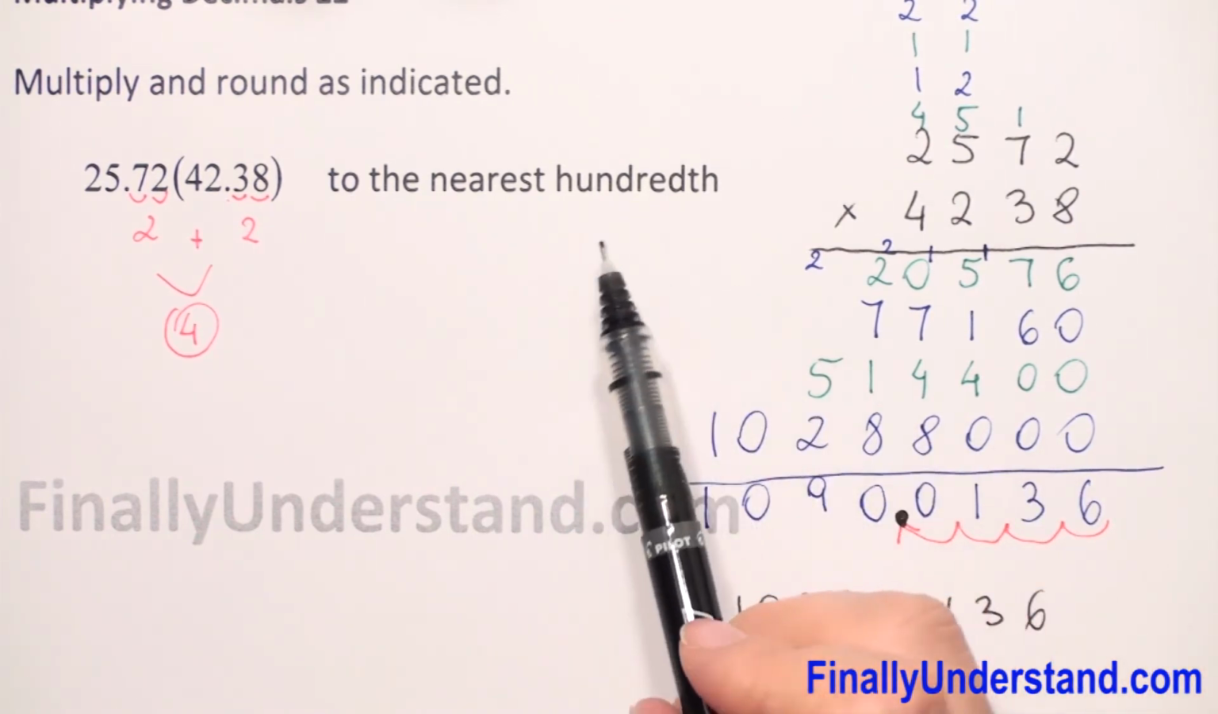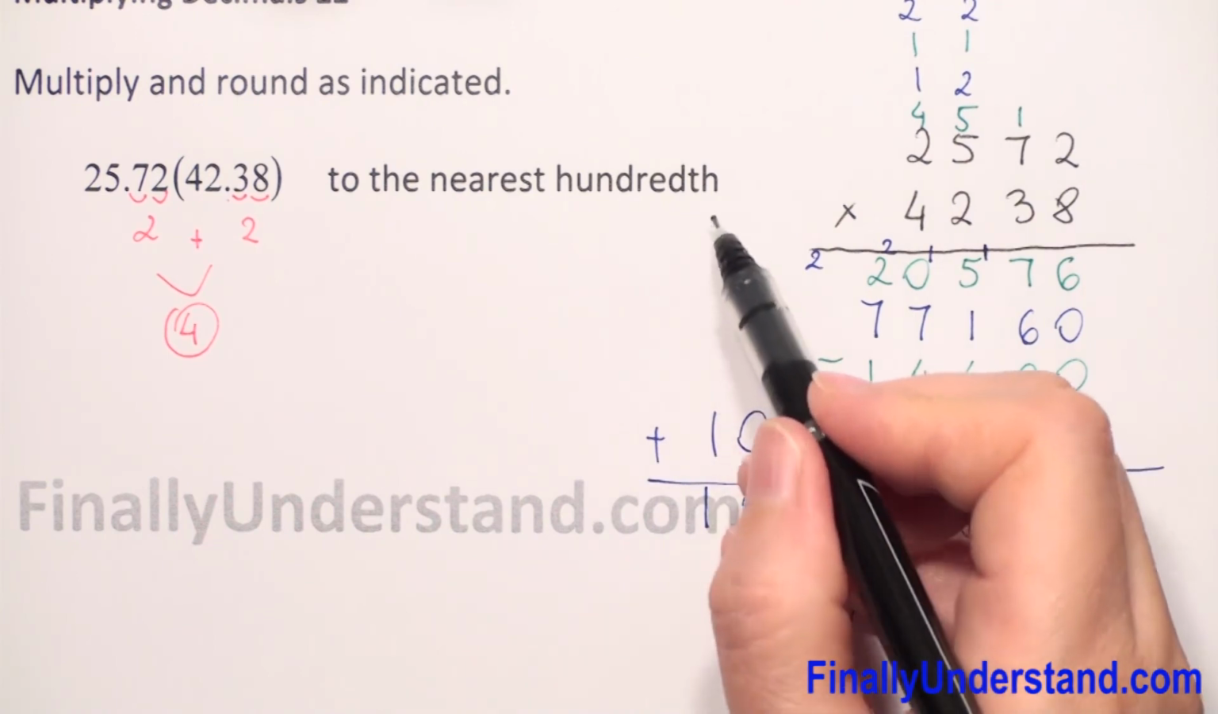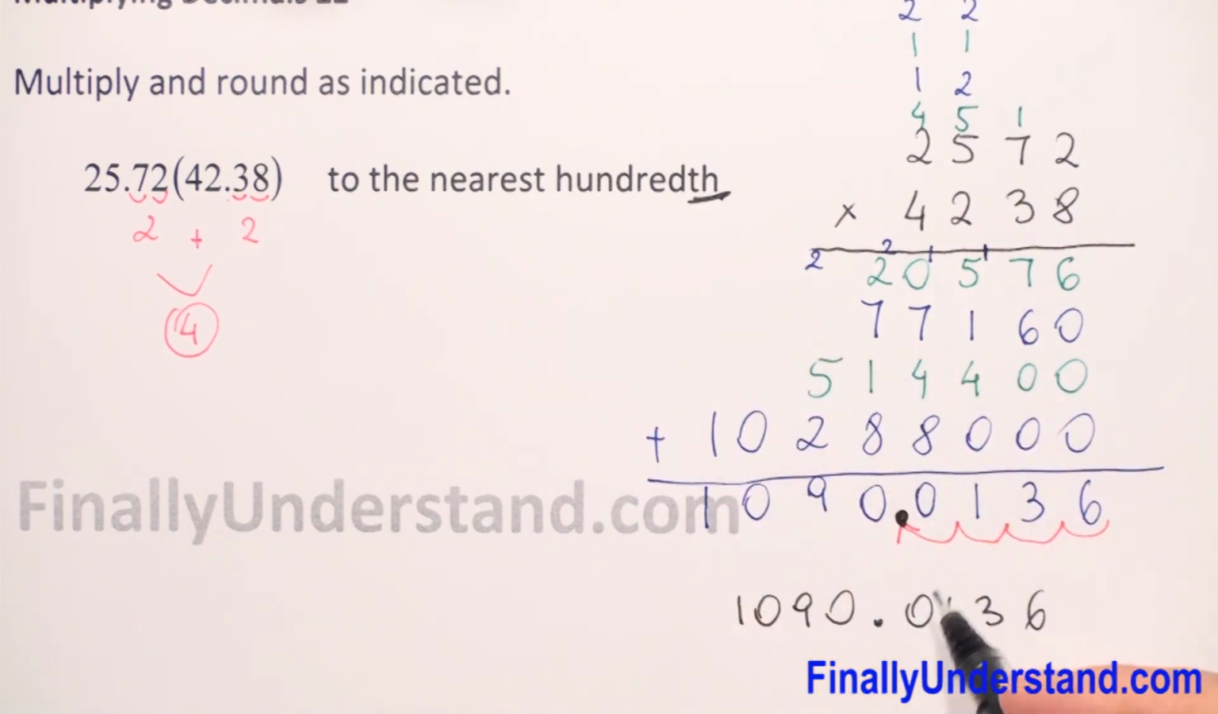And next we need to round to the nearest hundredth. We have "th" at the end. So we have to go to the right side from the decimal point. This is tenth. Next is hundredth. We have to underline the digits which tell us about hundredth. And next we check the digit which is after our underlined digits. After the underlined digits is 3.